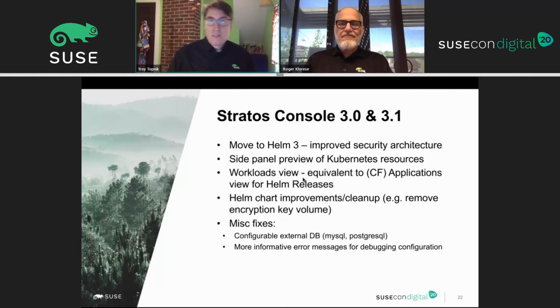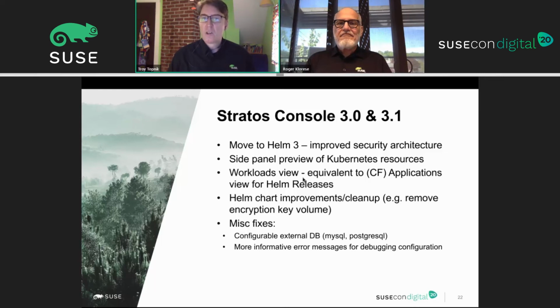We have just released Stratos Console, SUSE Stratos Console 3.1, shortly after 3.0, so I'm listing some of the changes together here. One of the big pieces of work for Stratos Console 3.0 was moving to Helm 3. Helm 3 notably changed the architecture of Helm to remove a server-side component called Tiller. Some people regarded Tiller as a security flaw in the design.